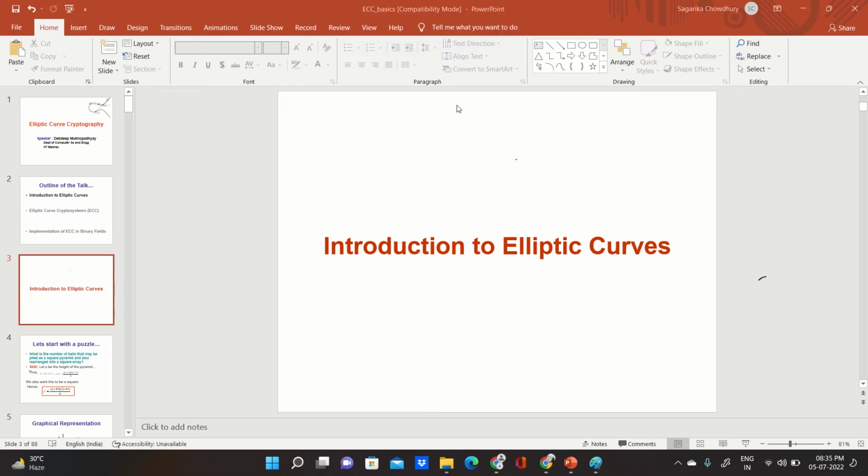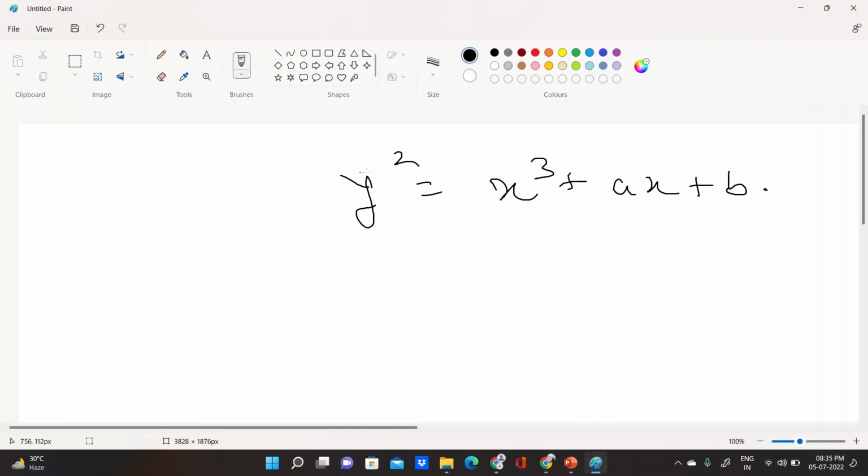Now today's class is based on elliptic curves and how to solve a problem with elliptic curves. An elliptic curve can be defined over real numbers, and it can be defined over prime numbers. What is the general equation of elliptic curves? The general equation is y square equals x cube plus ax plus b. This is the general form of an elliptic curve, and it can be defined over real numbers and also over primes.